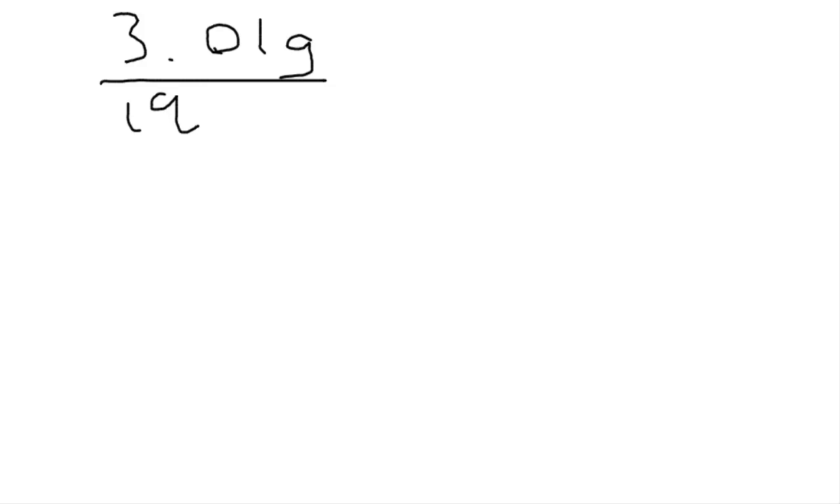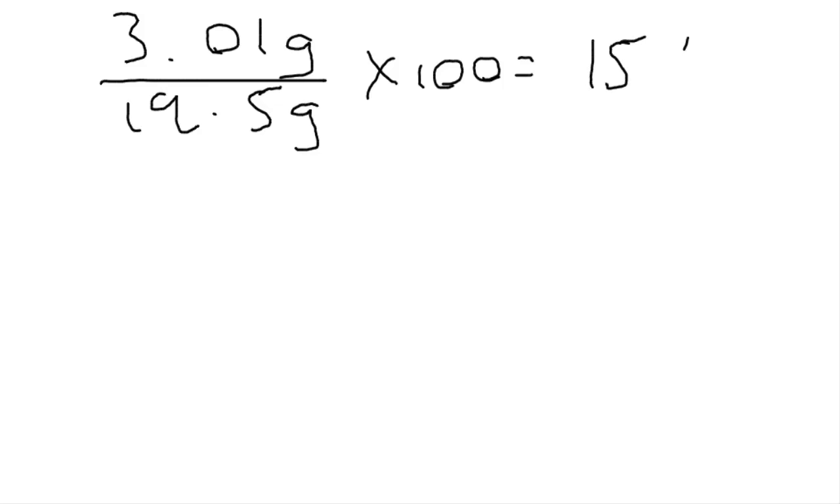We can put that into the mass percent. So 3.01 grams divided by the mass of the metal, excuse me, 19.5 grams, multiplied by 100, and to 2 significant figures, that's 15% weight per weight.